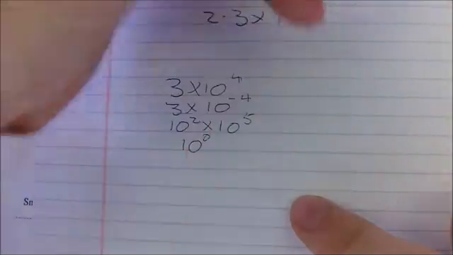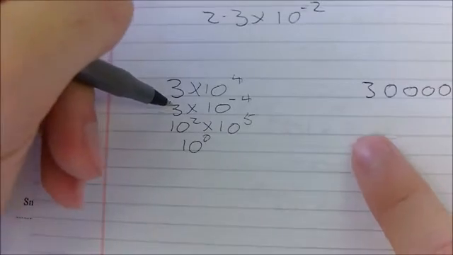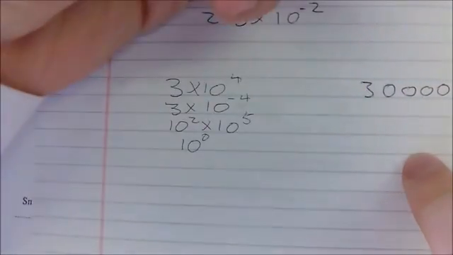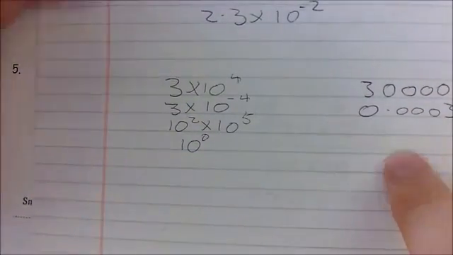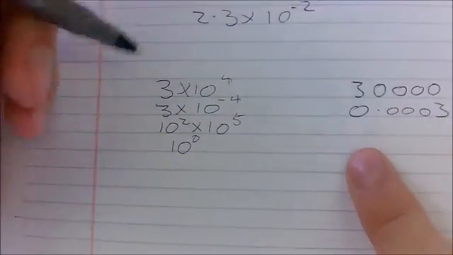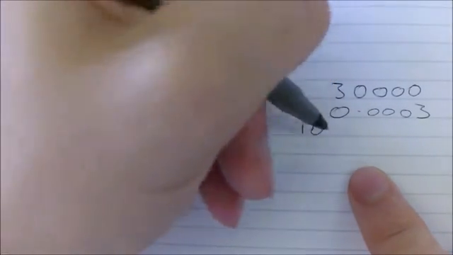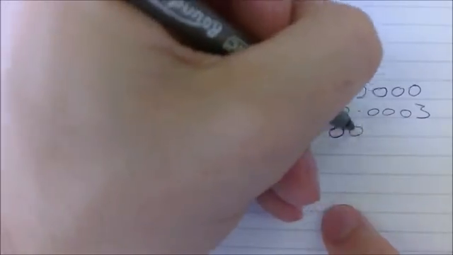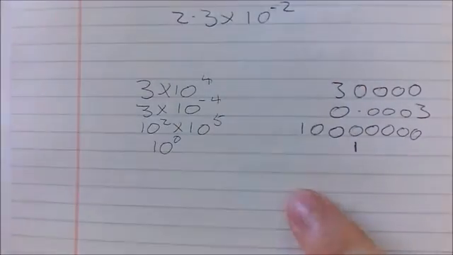So 3 times 10 to the power of 4 is 1, 2, 3, 4, which is 30,000. 3 times 10 to the power of minus 4 is 0.003. 10 squared times 10 to the power of 5 is 10 to the power of 7, which is 1 and 7 zeros. 3, 4, 5, 6, 7, and 10 to the power of 0 is 1, because anything to the power of 0 is just 1.